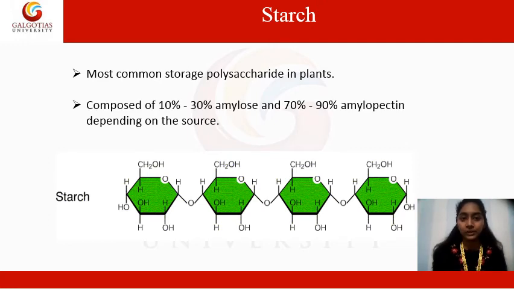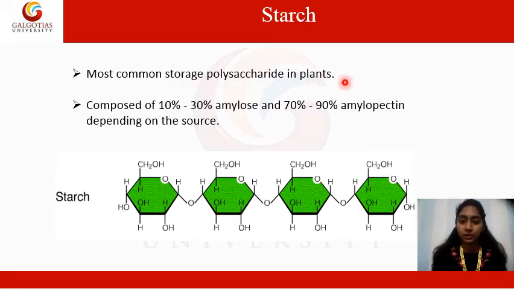Let's now move to the next very important polysaccharide, which is starch. Here you can see a part of the complete chain of starch. These are also glucose molecules joined together with the help of alpha 1,4 glycosidic linkages. It is the most common storage polysaccharide in plants.